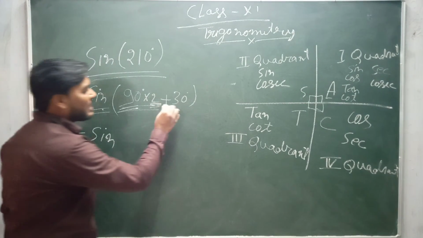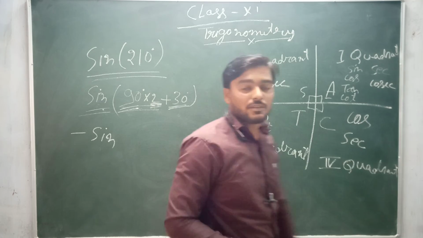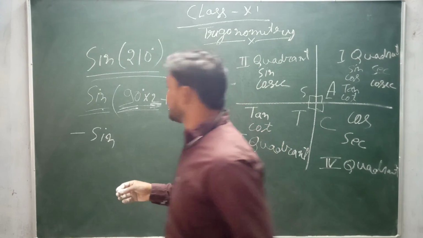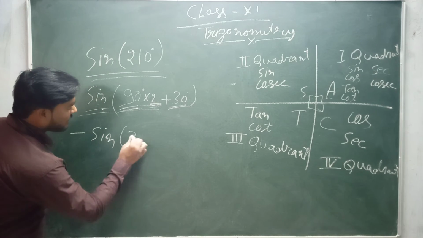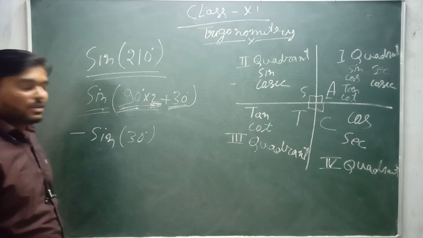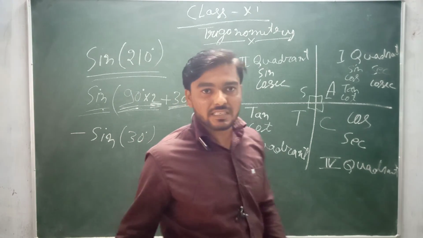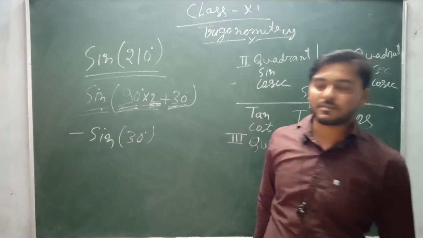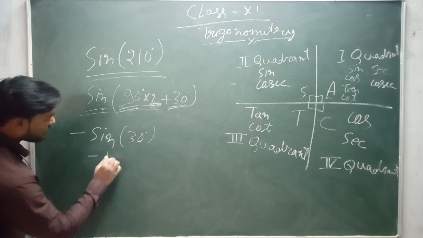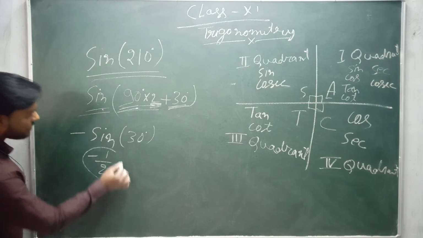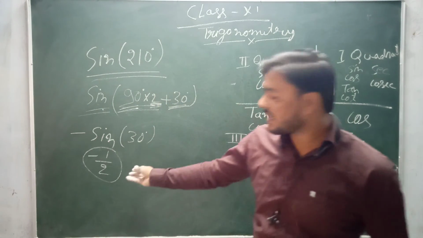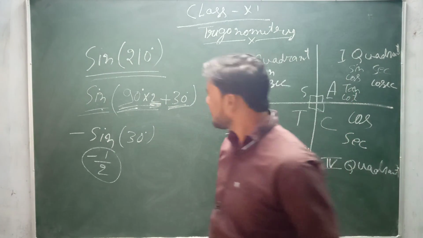Now plus 30. What's the value? 30 degree. Then we will write 30 directly. You know the value of sine 30 as I have written. Sine 30 value equals 1 by 2. This is the answer. Final answer: minus 1 by 2.